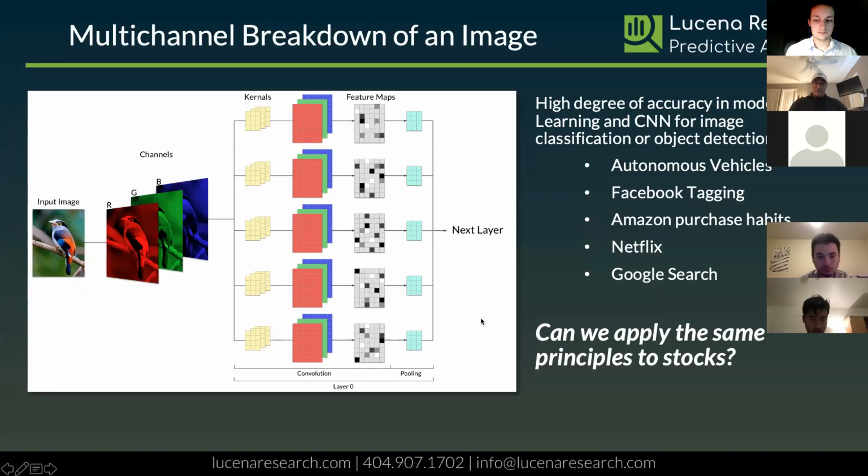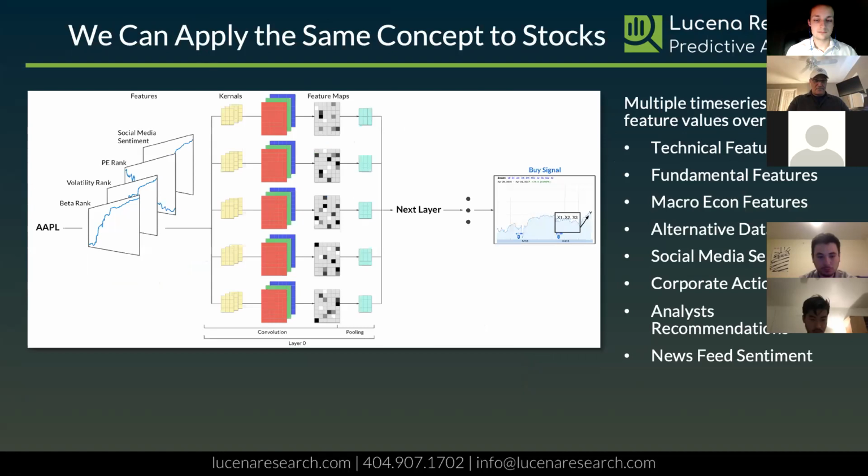And this is working pretty well. This is not something that's been recently invented. If you think about it, unlocking your phone with your face, Facebook tagging, autonomous vehicles, these are things that are working today in the real world. And the question is, can you apply the same concept to the stock market? And the answer is yes. So let me show you what we've done here.